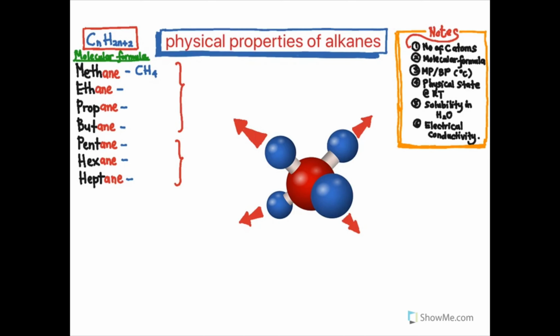When we are talking about alkanes, the most important thing that we have to know is the general formula of alkanes. The general formula of alkanes is CnH2n+2. There are 7 types of alkanes that you have to know. Number 1, methane. Number 2, ethane. Number 3, propane. Number 4, butane. Number 5, pentane. Number 6, hexane. And 7, heptane.